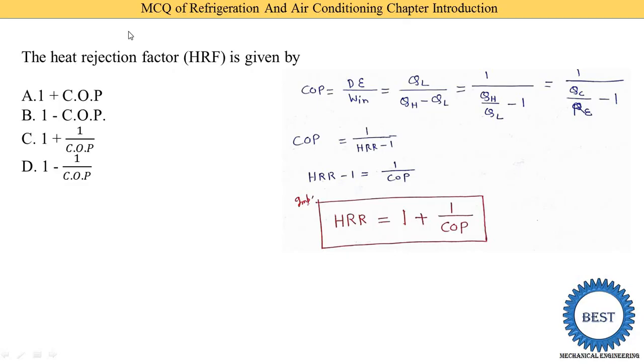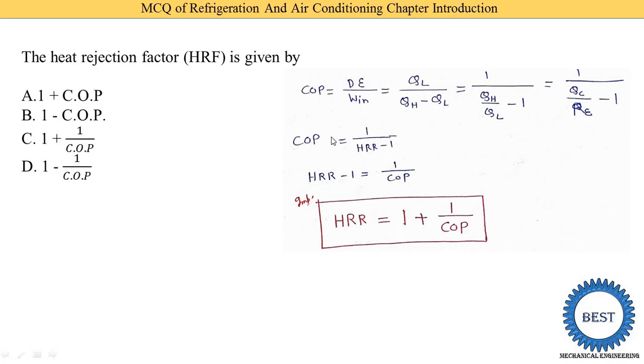Now first I explain what the heat rejection factor is. Heat rejection factor is defined as the amount of heat rejected by the condenser divided by the amount of heat absorbed by the evaporator. In short, it is QC divided by QE. We know that QC is higher, so it is also written as QH, and QE is lower, so it is written as QL. So it is QH divided by QL, minus 1. It is replaced by QC divided by QE. So this QC upon QE is written as the heat rejection factor HRF minus 1.